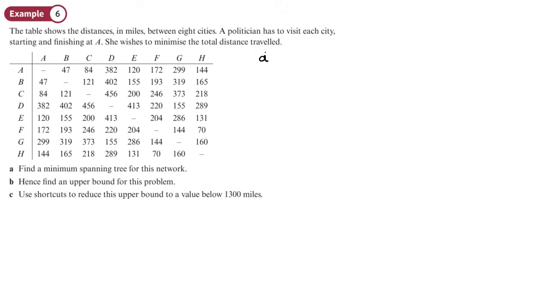Okay, since this is a table of distances, we're going to be using Prim's algorithm. And since we are starting at A, we label column A 1 and we cross out row A. Now we look for the smallest weight in column A, which is 47.